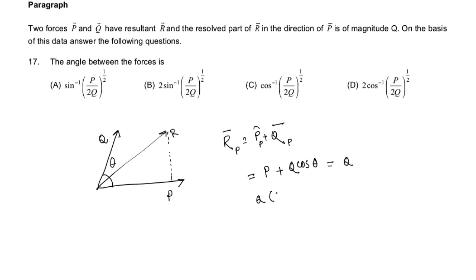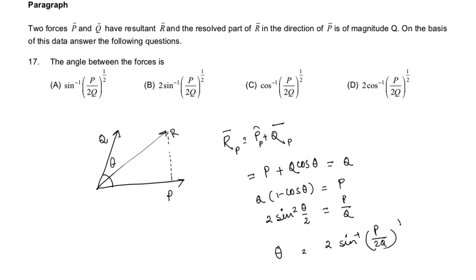So Q into 1 minus cos theta is equal to P. So 1 minus cos theta is 2 sine square theta by 2, that is equal to P by Q. From there you can say theta is equal to 2 sine inverse of the square root of P by 2Q. So option B should be your correct choice.